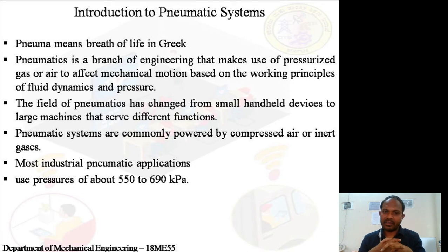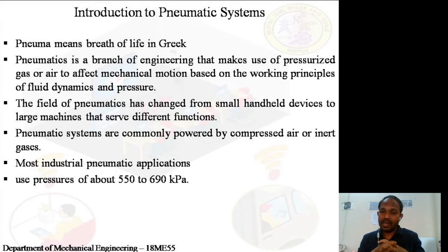The field of pneumatics has changed from small handheld devices to large machines that serve different functions. From normal punches, horns, and automatic opening and closing of doors to the lifting of trees, buses, cranes or JCBs, anything. From handheld devices to the major robust functions, everything is dependent on these fluid power systems, be it hydraulics as well as pneumatic systems.